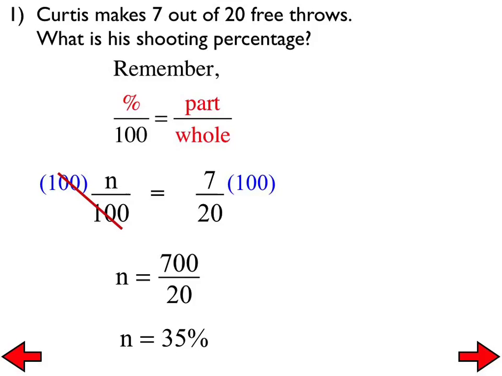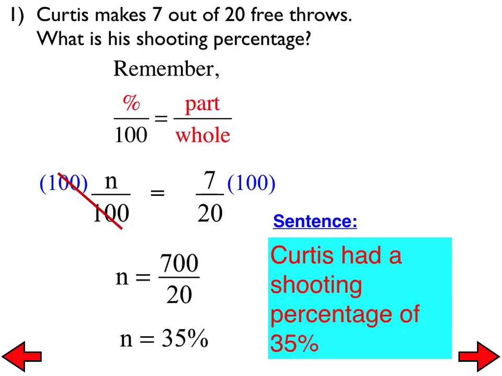And I do want you to write this answer as a sentence because it is a word problem after all. So Curtis had a shooting percentage of 35%. 7 out of 20 means he made 35% of those throws.